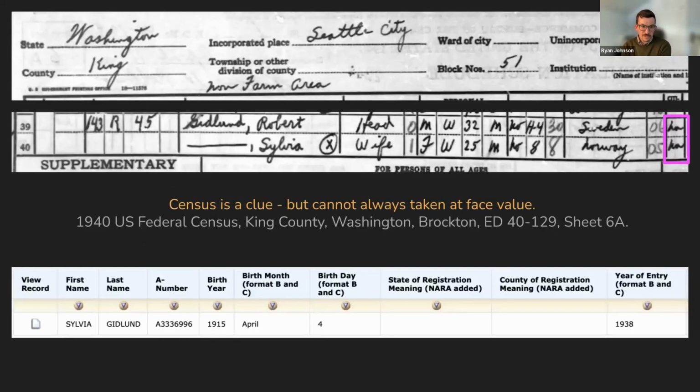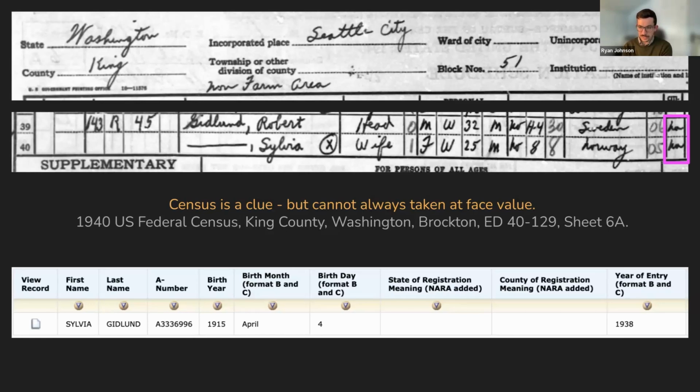So we're coming back to Johann Robert Gidland, my favorite great-grandfather for this presentation. And I've got his 1940 census entry here at the top. He's living in King County, Washington, in Seattle, which is one of the port cities that he sailed in and out of. He's only Robert Gidland in Washington, and his second wife, Sylvia, is there in his household.